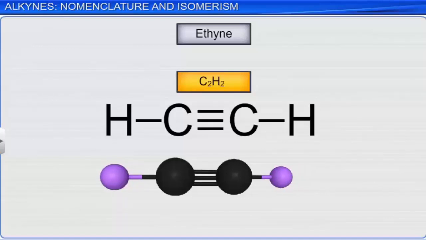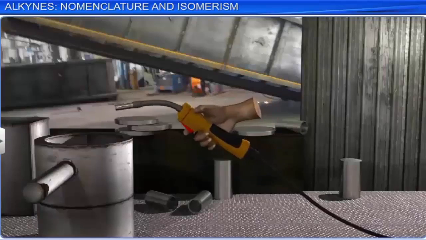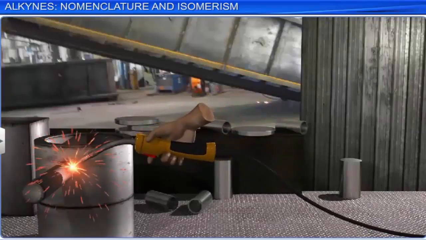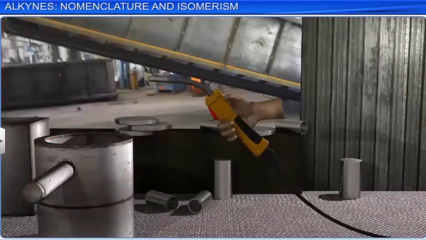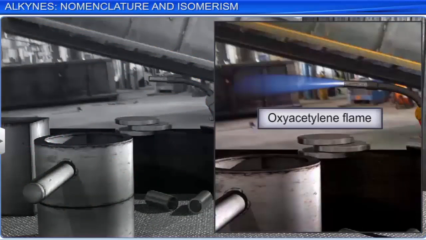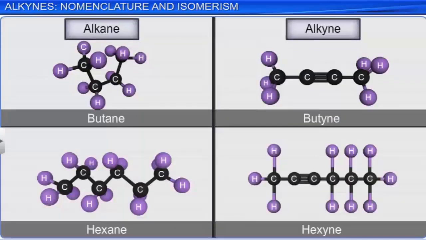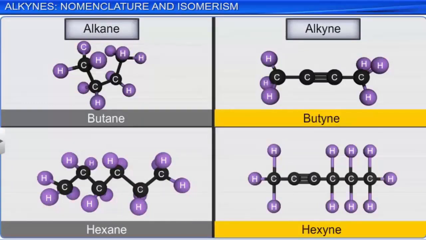Ethyne, also known as acetylene, is used for arc welding in combination with oxygen gas, which is known as oxyacetylene flame. Alkynes have less number of hydrogen atoms than that of alkanes and alkenes. Hence, though their names are different, the nomenclature of alkynes is invariably dependent on the corresponding alkane.